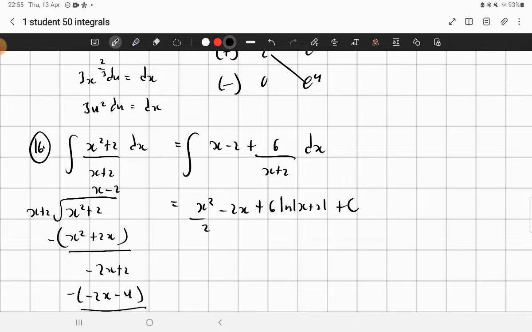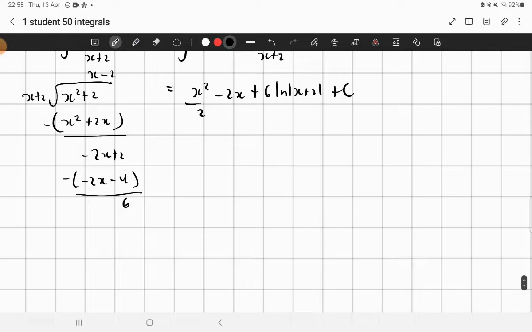And now, plus 2 divided by x plus 2. So that will be the answer. Yes, it is x squared. Yeah, that's correct. Nice. So let's move on to question 17.